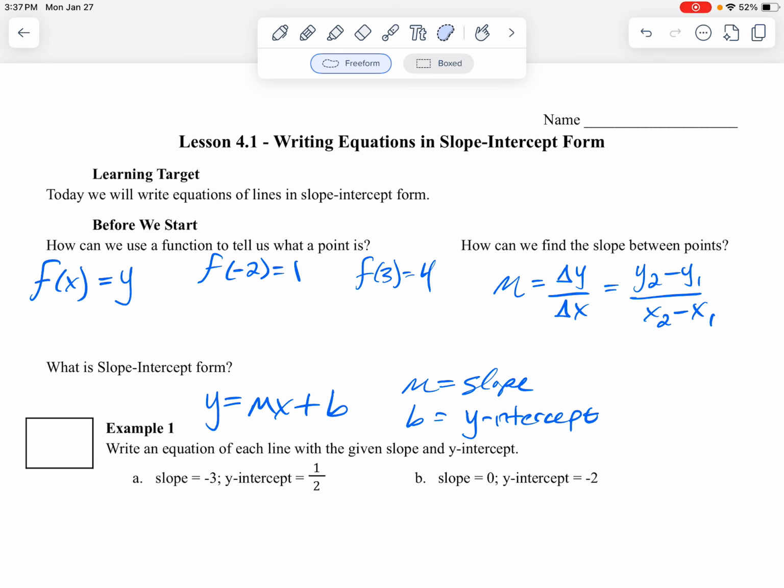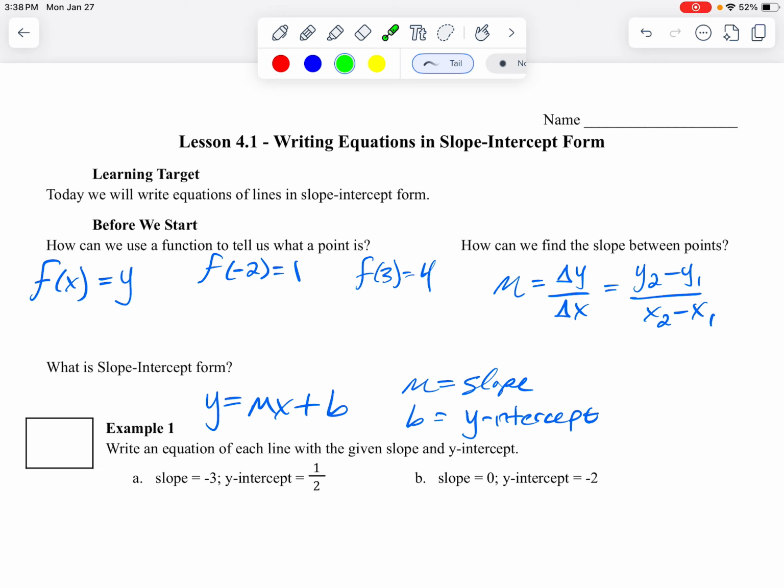So I'm going to give you a function, or I'm going to give you a graph, or I'm going to give you some points or a table, and you need to write the equation. We do need to remember function notation, and that's just with, instead of y, we'll be writing f of x, right? And that's what this means, f of x equals something.